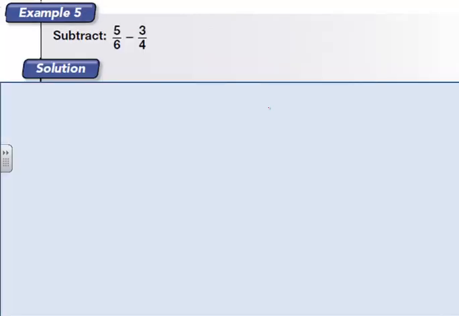Subtract 5/6 minus 3/4. In order to do this, you're going to have to get a common denominator. Pause the video, see if you can do it, and then let's check your answer.